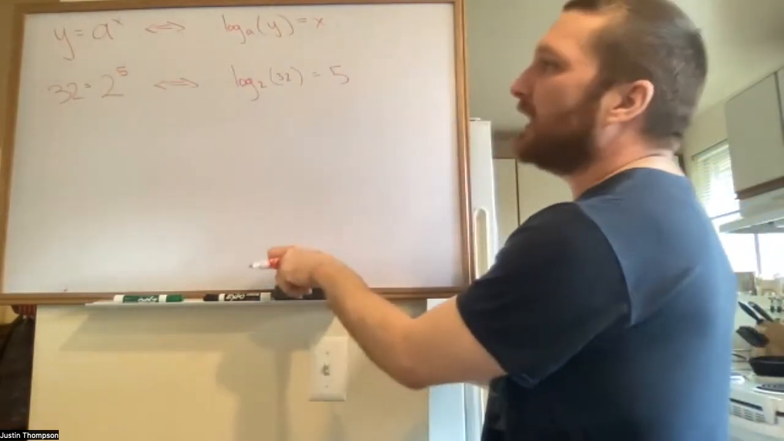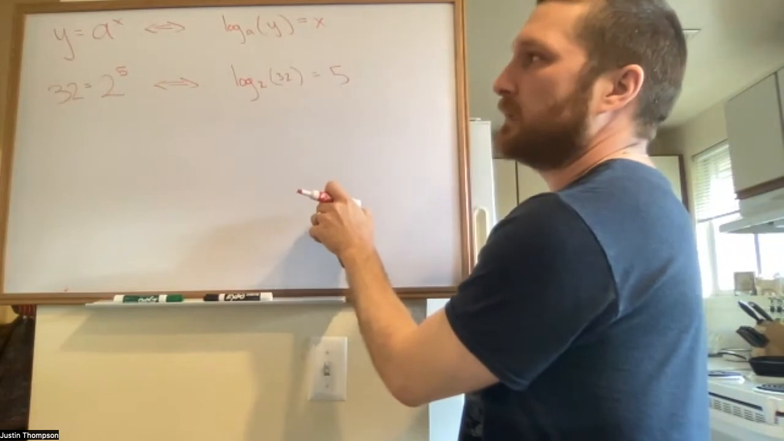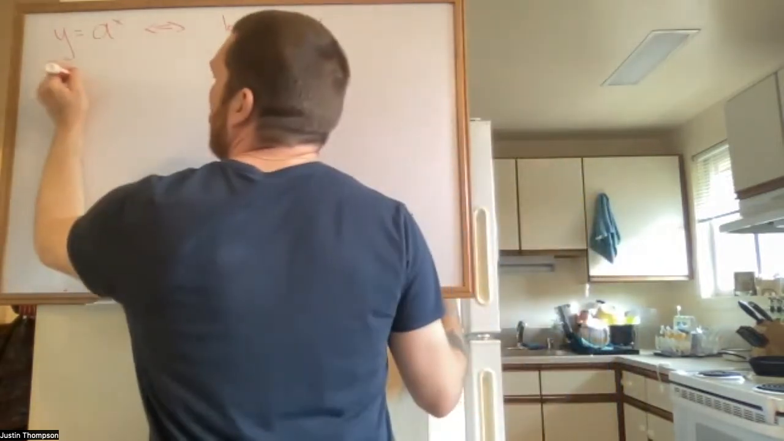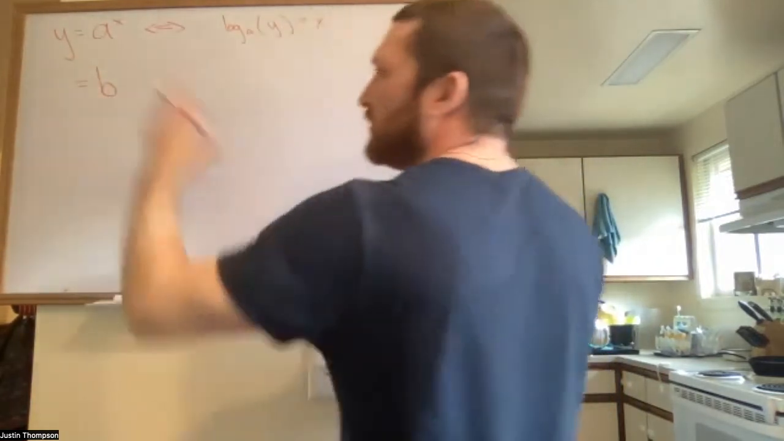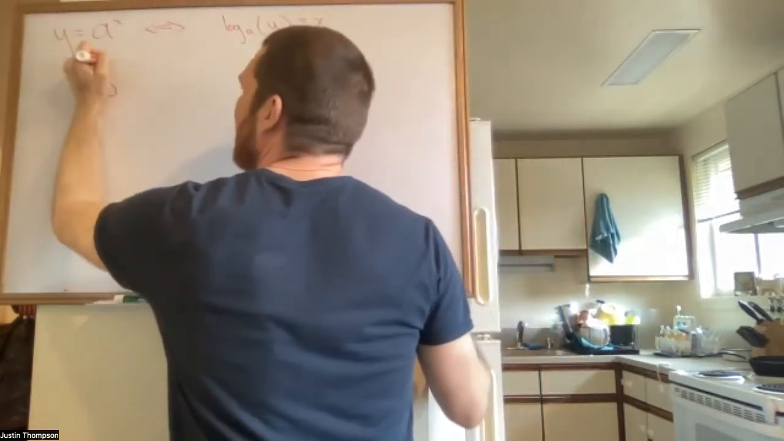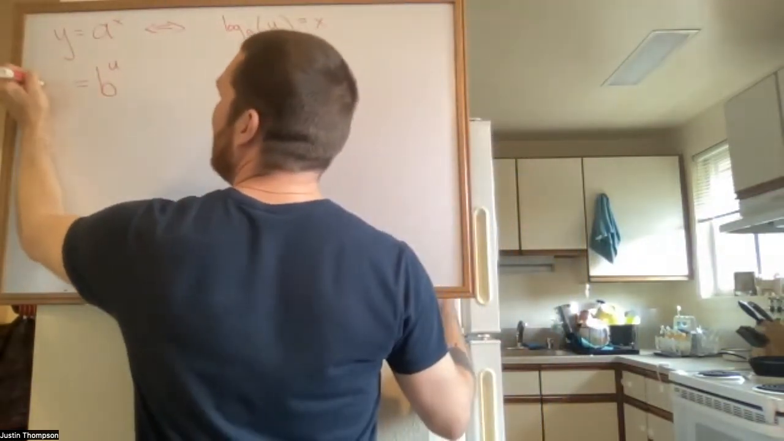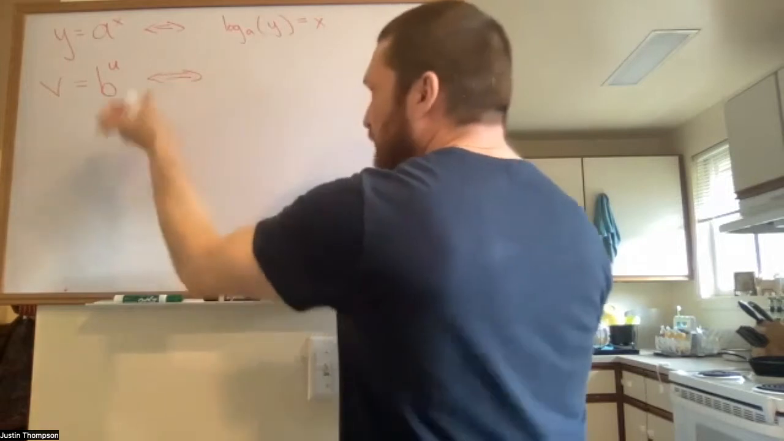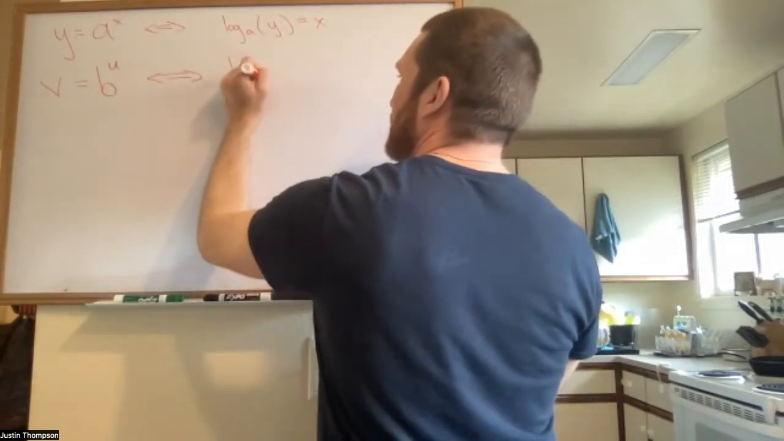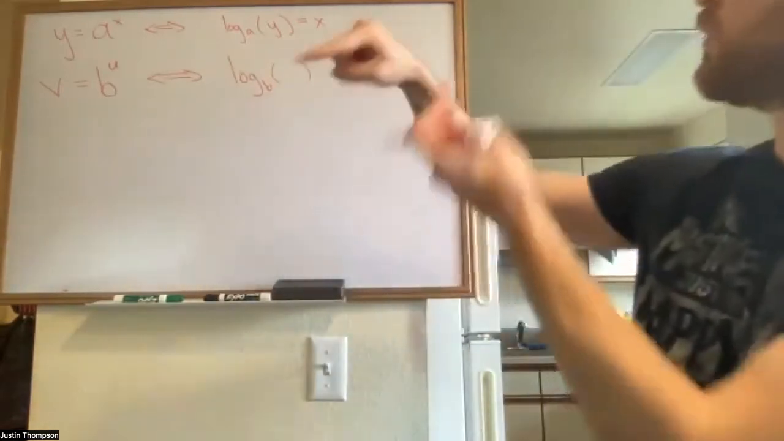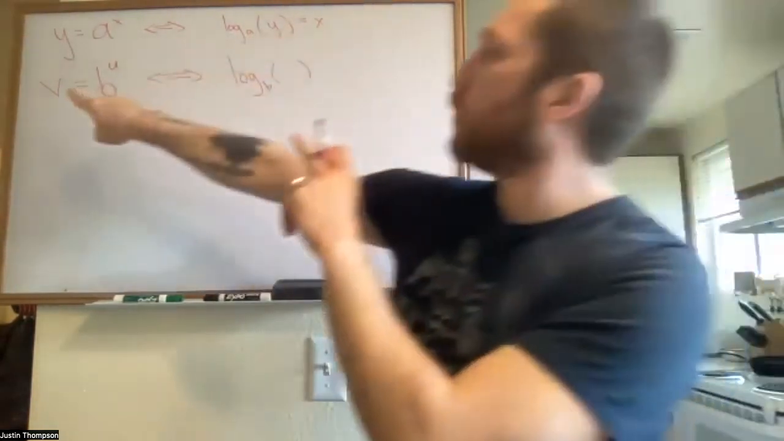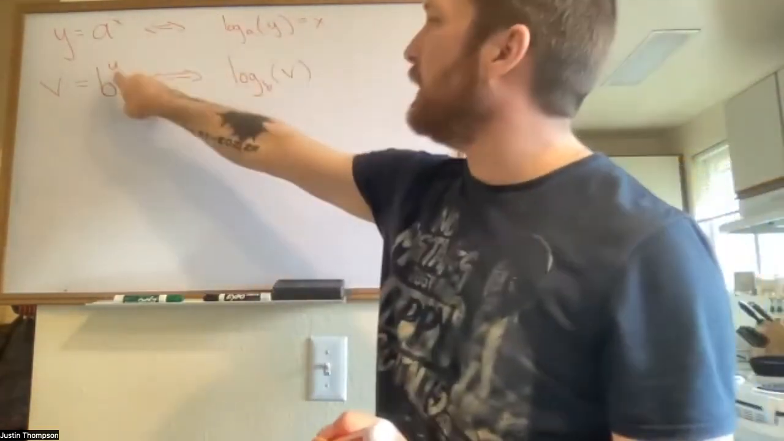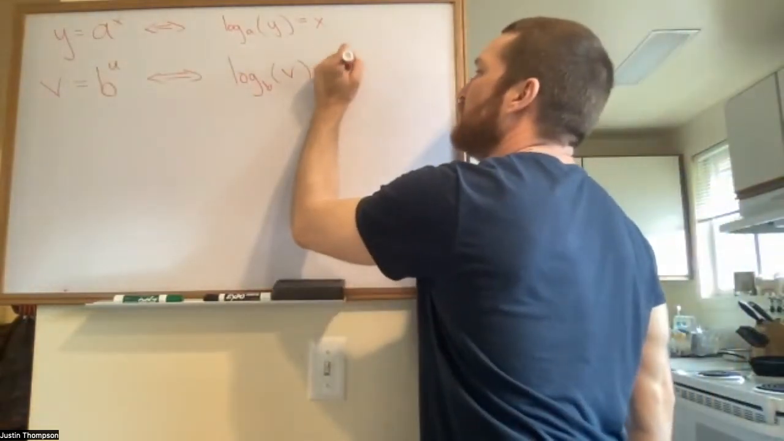Okay, another way. Now, I don't want us to get all hung up on x's and y's here. In fact, a better way of thinking about this may be something like this. We have some base. We're not going to use the same base, we're just going to use some base b. We're going to raise that to the power of u, and the output that we get is v. Well, then, this means exactly the same thing as log base b, right? Now we're just going to swap inputs and outputs. My old outputs were v, so those are my new inputs. My old inputs were u, so these are my new outputs.